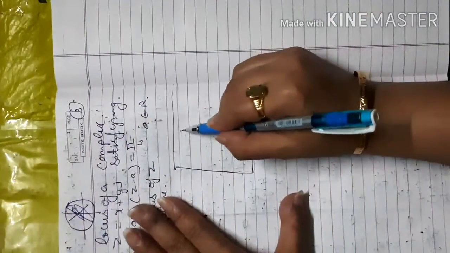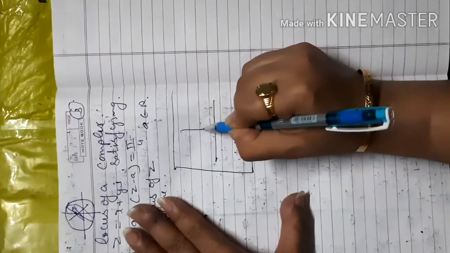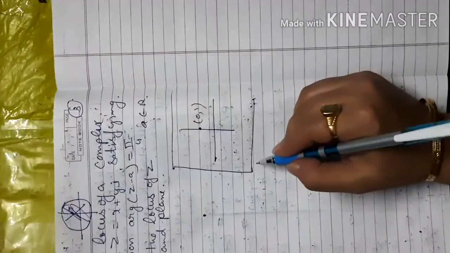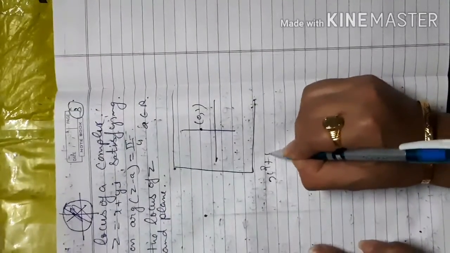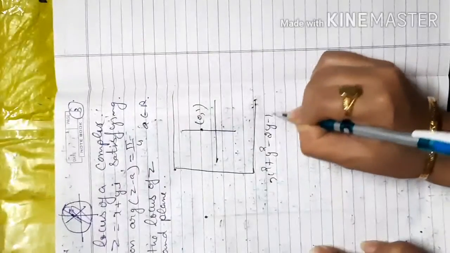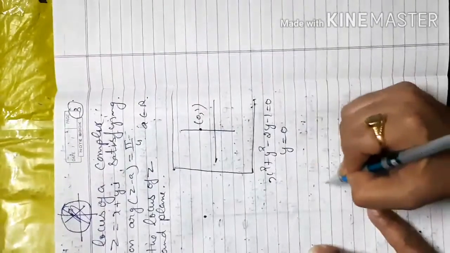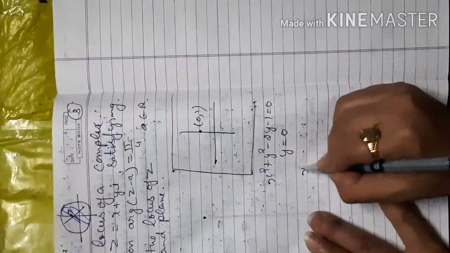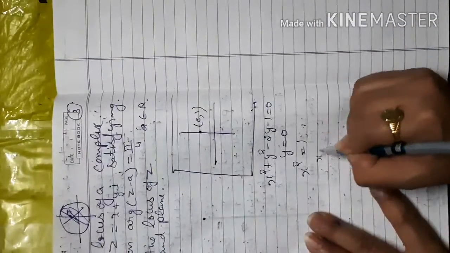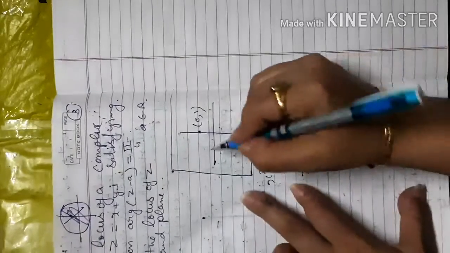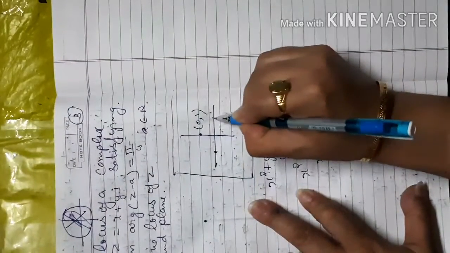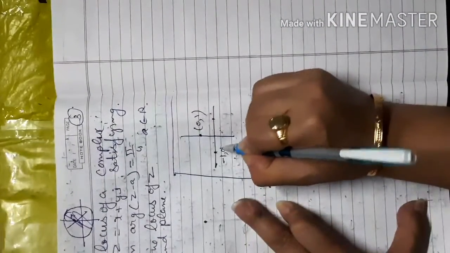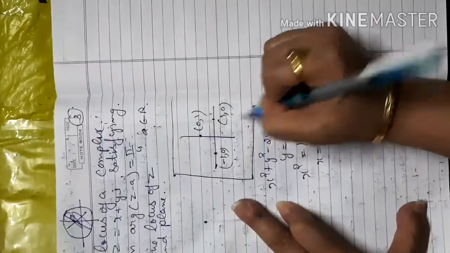So in this 2D plane, if you mark 0 and 1, and in this equation, x square plus y square minus 2y minus 1 is equal to 0, if y is equal to 0, because it passes through the x-axis, you need the points on the x-axis. x square is equal to 1, then x is equal to plus minus 1. So that means if y is 0, these 2 points both lie on the circle, which will be minus 1 comma 0 and 1 comma 0.